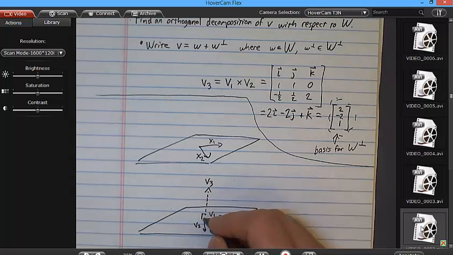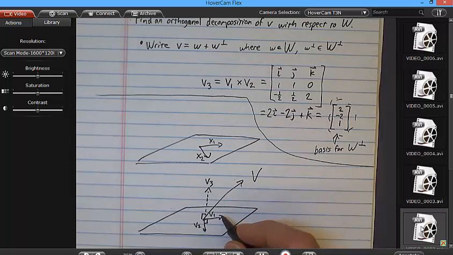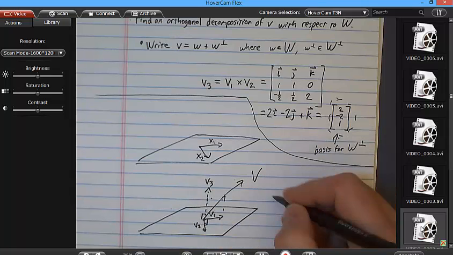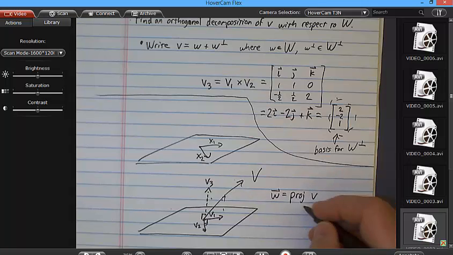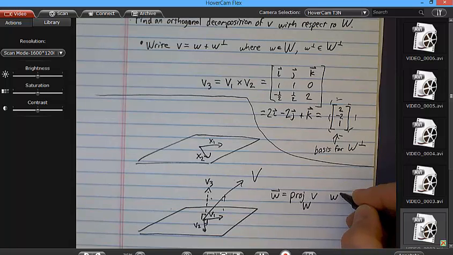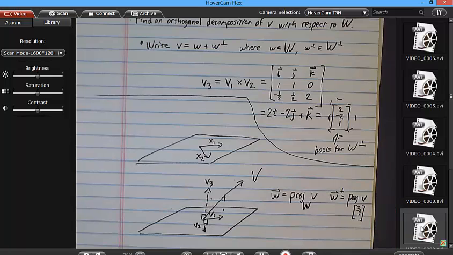And so now, given V, you could project onto these things, and we'll have it. So W is the projection of V onto capital W, and W perp is the projection of V onto, well, that 2, negative 2, 1 ought to do it. So yeah, that works. That does work? Yeah. Okay.